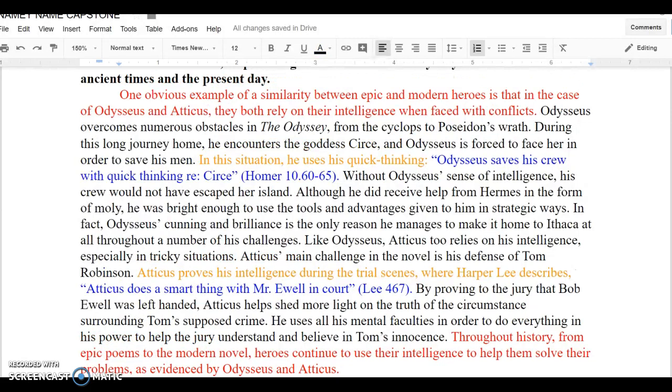End pause. So you should have been finished color coding your paragraphs here. Now, the first thing we're going to take a look at is the quotes.